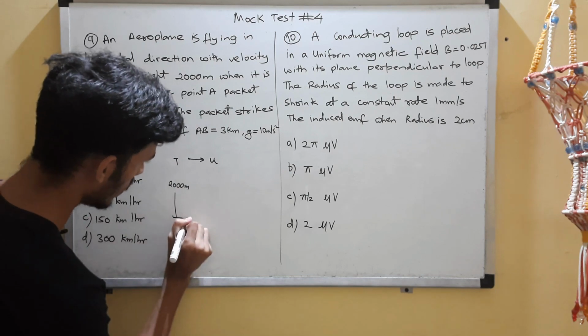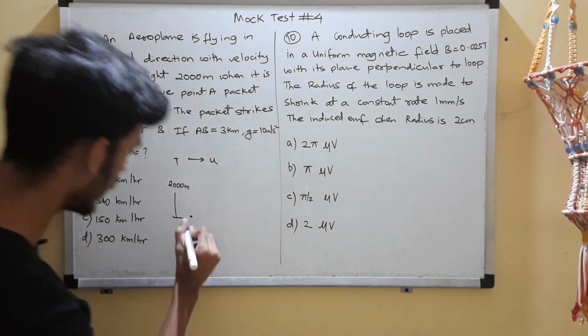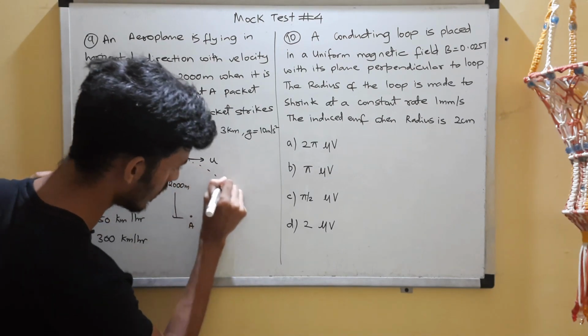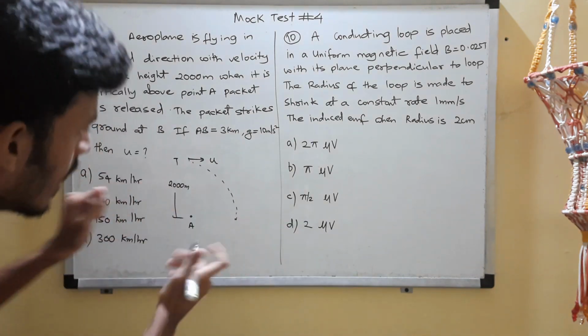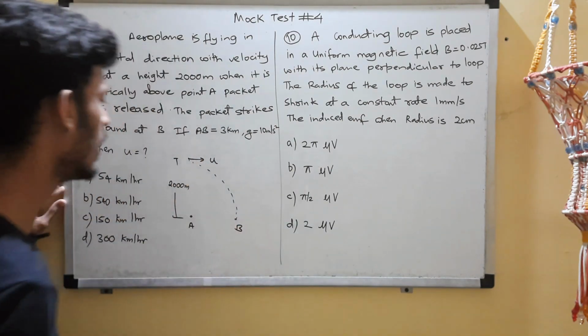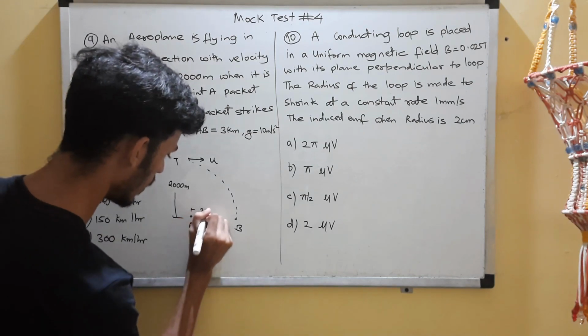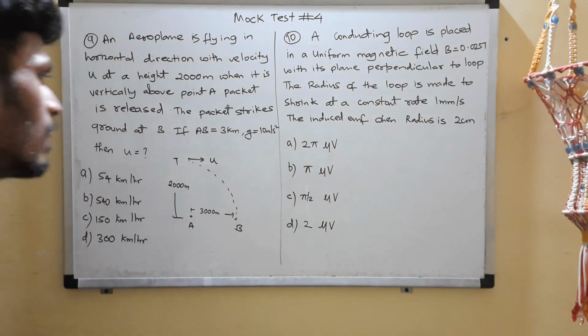Now this is point A. Suppose this is the point where we are going to release that packet, and it will strike the ground. The packet will fall like this. It will continue with the velocity of the plane, and finally it will strike the ground at B, right? So this distance is given as 3 kilometers or 3000 meters. You're supposed to tell what is this velocity u.